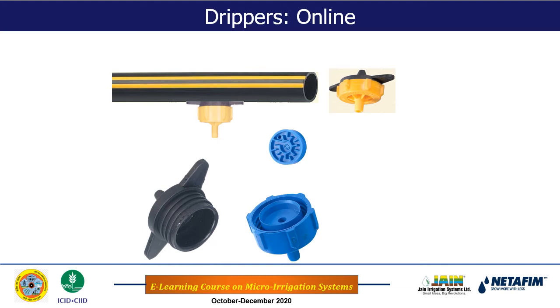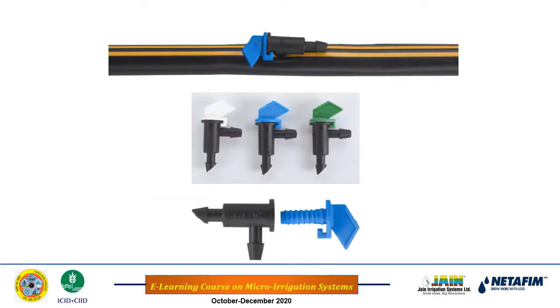In the case of the online emitter, as you see, there are the laterals, and on the laterals the emitters are mounted. In fact the emitter comes separately and the lateral comes separately. We have to procure laterals and emitters, and then we have to mount the emitters on the laterals by making a hole in them. So this is the online emitter. This is also another category of the online emitter.